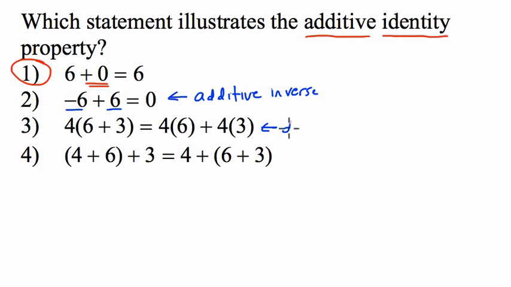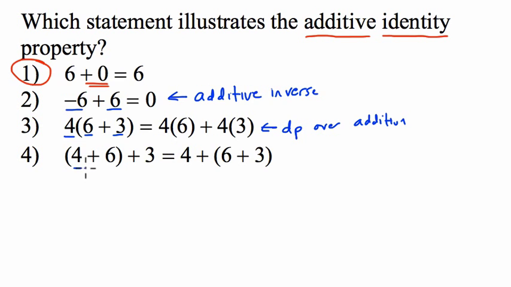Here, this is the, all right, DP, distributive property over addition, right? In other words, we're multiplying four by both six and three, which are being added. Here in this case, we have four plus six plus three, which is 10 plus three, or 13, is equal to four plus nine, which is also 13.